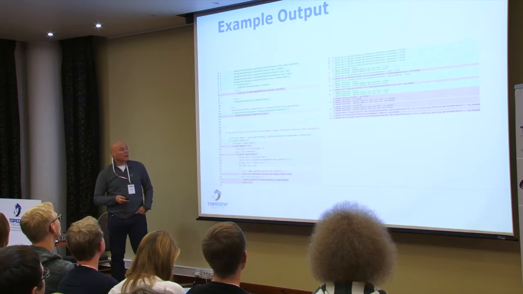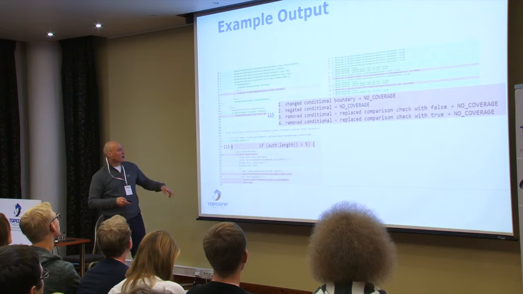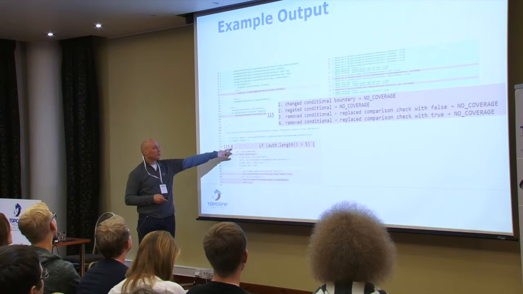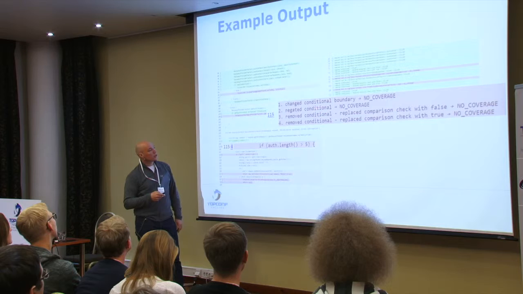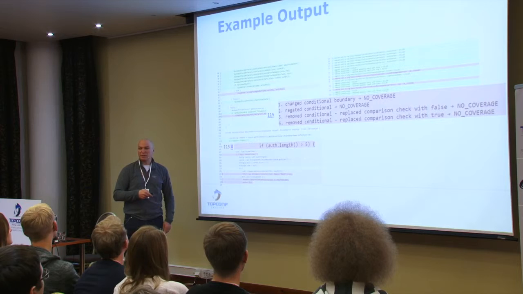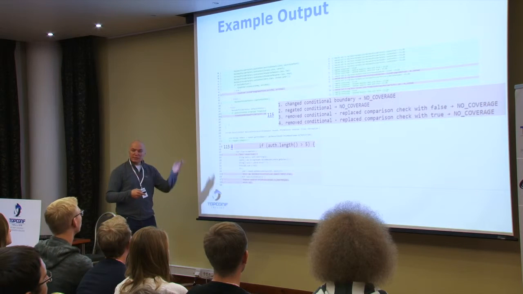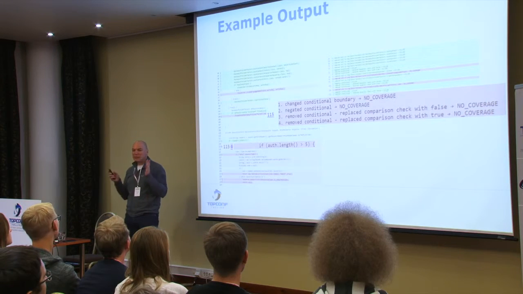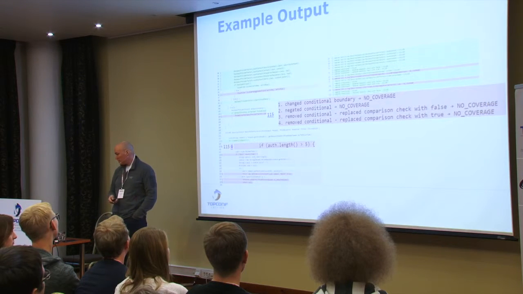This is an example output from one of my projects. You see, in line 115, we found 4 mutants that are not killed. And what did it find? The first one was change conditional boundary, where the greater than is replaced with greater than or equals, not found. Negated conditional, replaced with less than. Removed conditional, replaced with false, and the same with true. This is the information we get from mutation testing. We see exactly what we cover with our test suite. And of course, we get the number and the percentage.